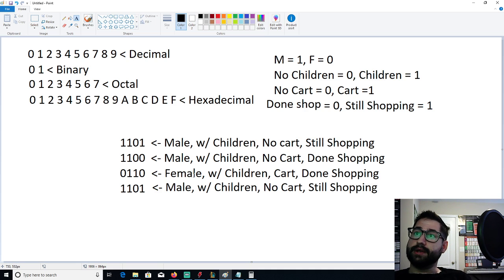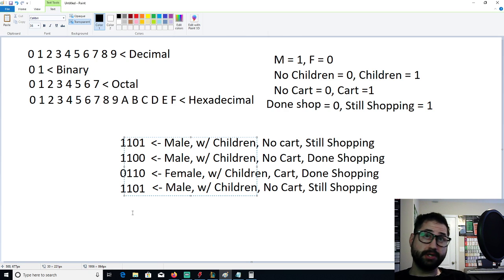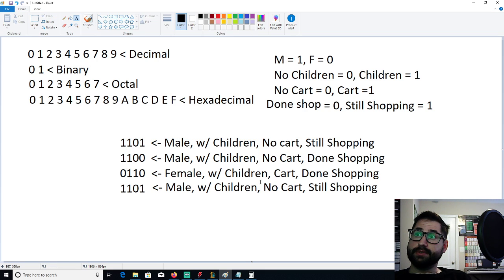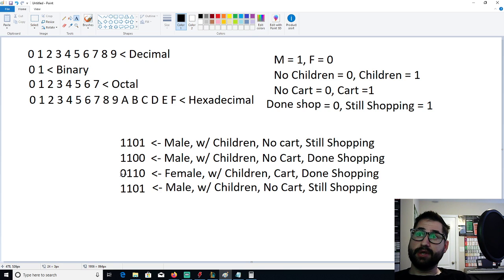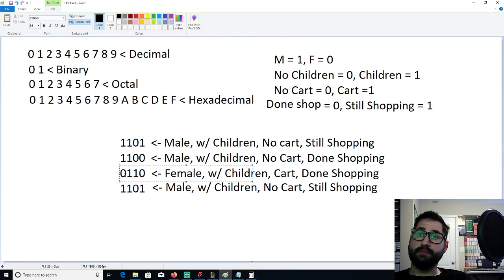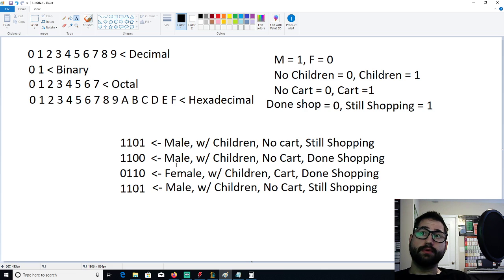The other thing you can see is that everybody has children, right? It doesn't matter who comes in. This must possibly be a toy store by looking at that. Only one person had a cart. We can say that the female had a cart. So it's possible that maybe all females that came into the store had a cart, right? These are things computers can look through. That's the way they can view trends.